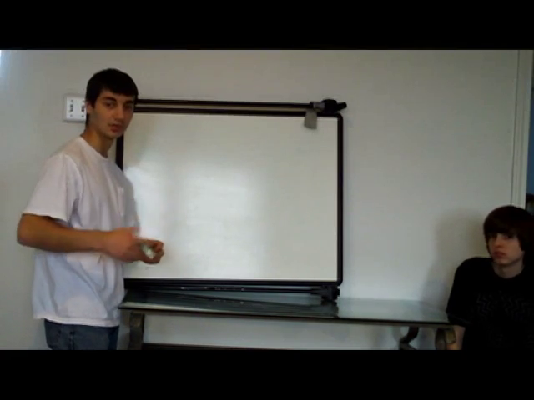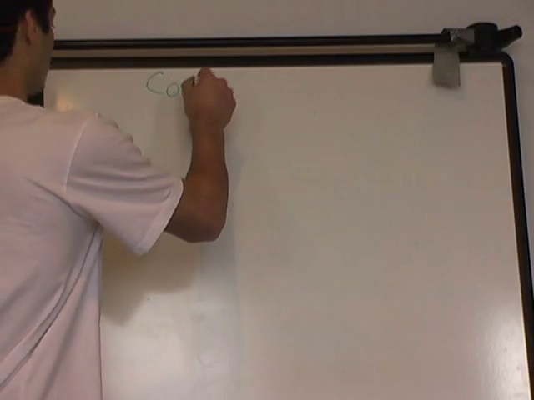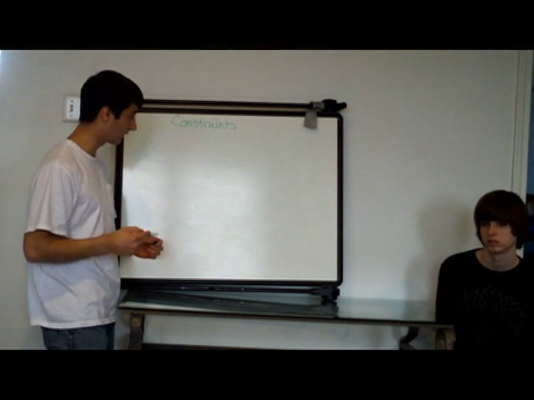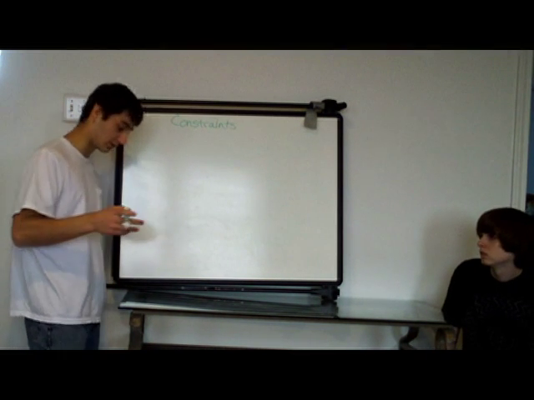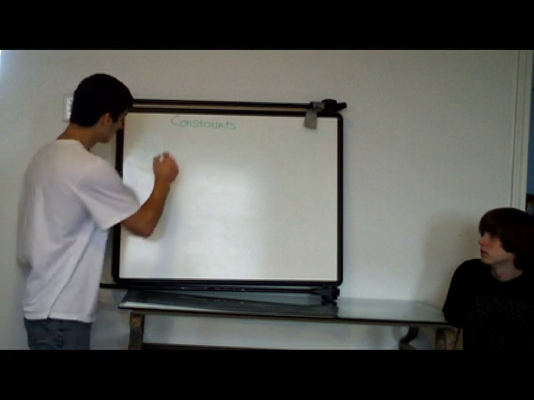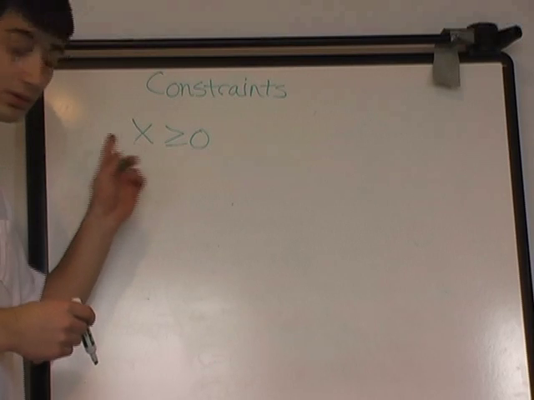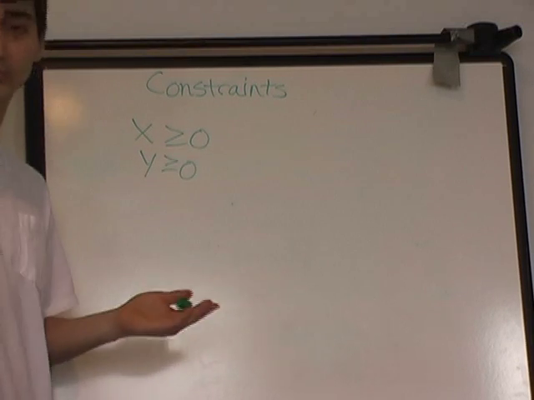Now that we have our objective function, the next step is to label our constraints. So, our constraints for the first couple are really easy. And these constraints are x is greater than or equal to 0, because we're not going to make negative bikes, and y is greater than or equal to 0 for the same reason.